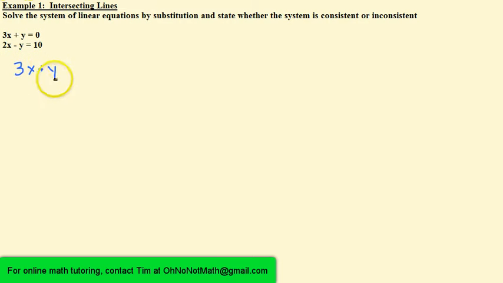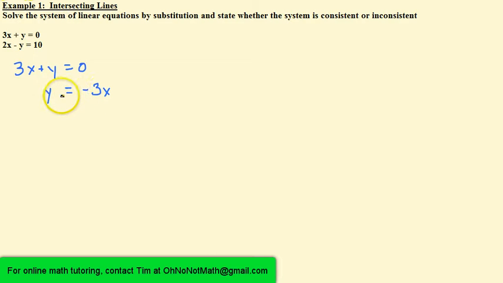3x plus y equals 0, and we want to solve for y. So I subtract 3x from both sides. 3x minus 3x is 0, leaving me with y on the left side. On the right side, I have to subtract 3x. So I get y equals negative 3x.